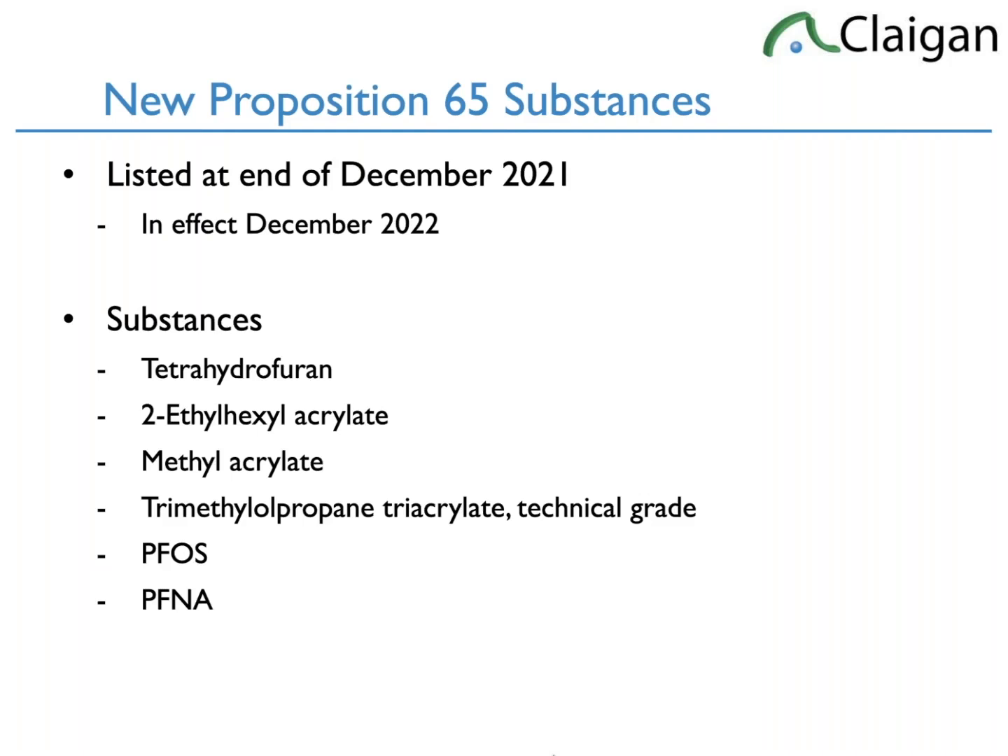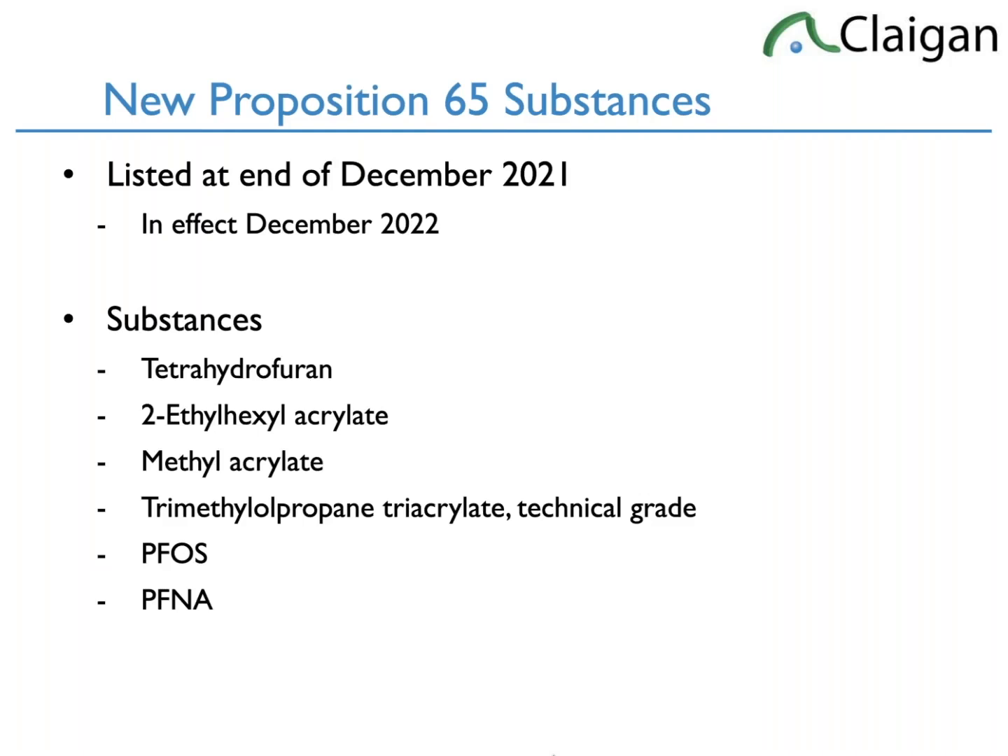There are 6 new Proposition 65 substances. So most of them, Prop 65, any new change takes effect 1 year after date of publication, and it applies to the date of manufacturing. So these changes, there's 2 sets of changes, happen in December of 2021. They apply to products manufactured after December 2022. It's always based on the date of manufacture for Prop 65, not the date of import or date of sale. It's the date of manufacture.